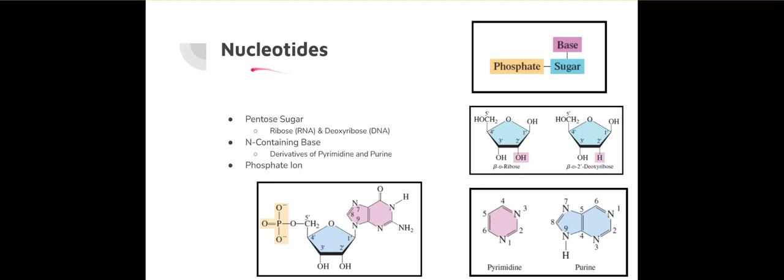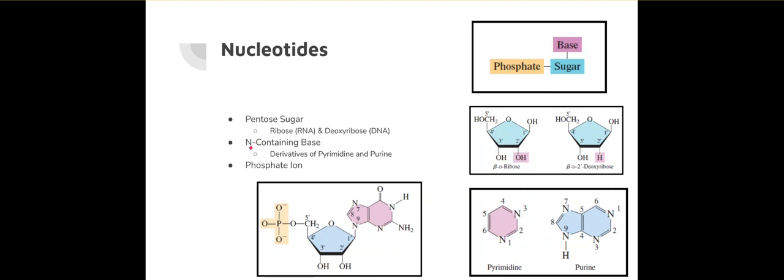So nucleotides have three components. There's a phosphate, a sugar, and then a base, all connected together. This makes up a nucleotide. And so the pentose sugar could be either ribose or deoxyribose. DNA is going to have the deoxyribose, and RNA is going to have the ribose sugars.